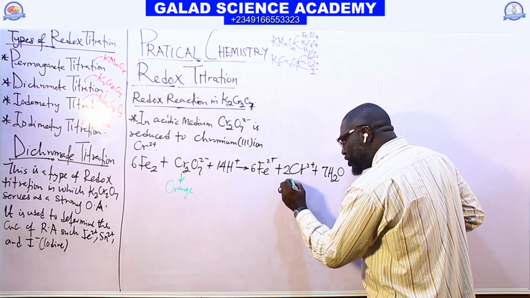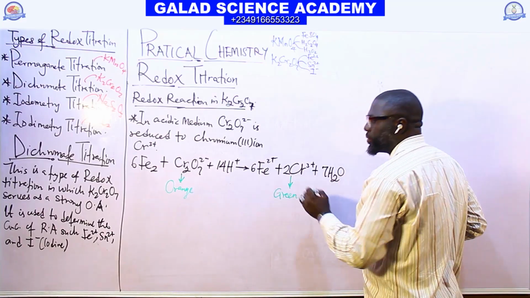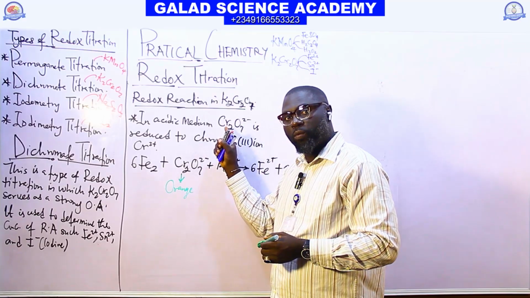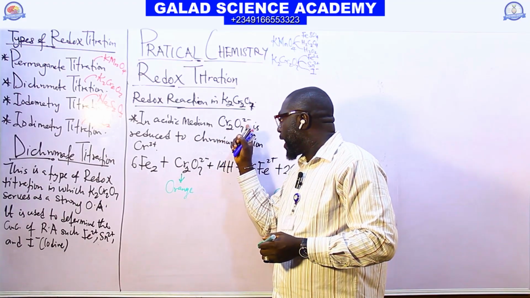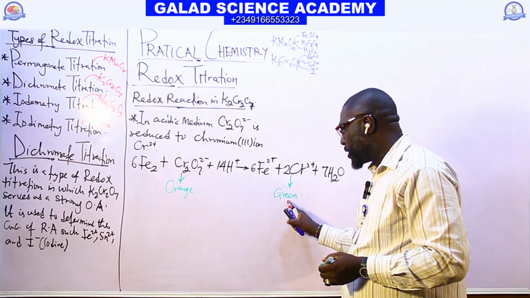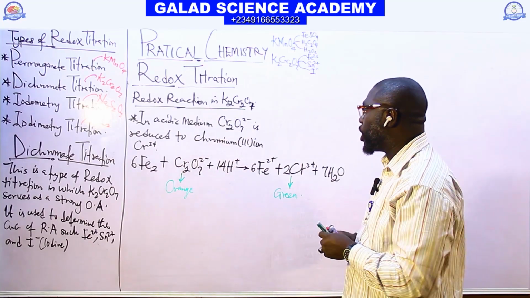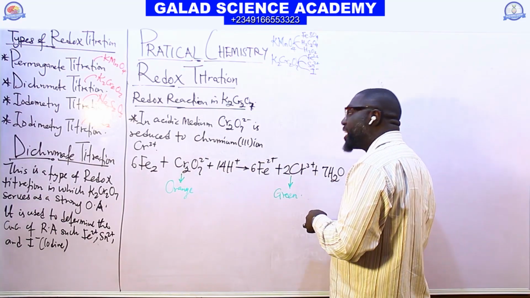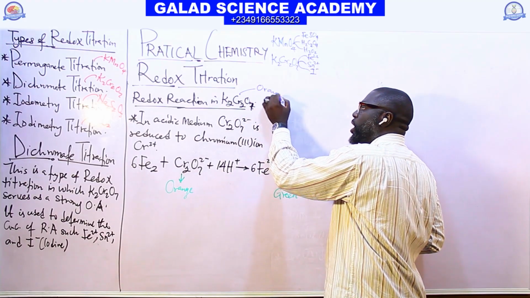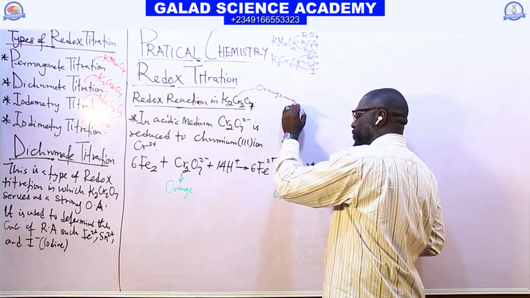So, and it changed to what we call green. So in acidic medium, chromium VI here is orange, but chromium 3 ion is green. That is the redox reaction. The original color for this K2Cr2O7 is orange, but at the end of the titration, it will give you green.